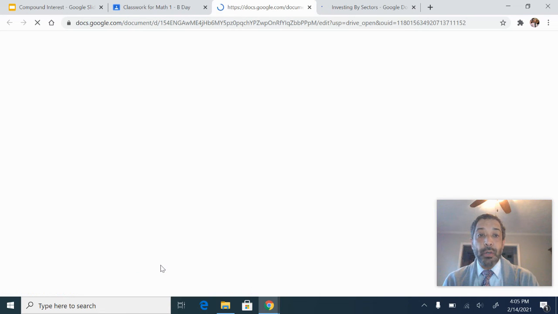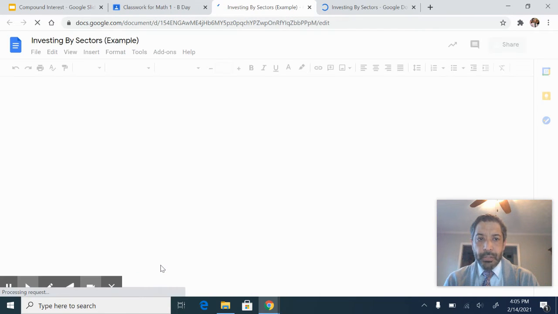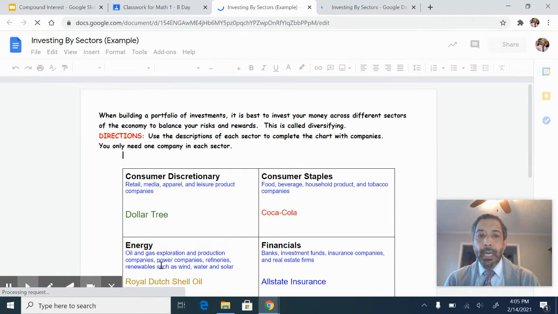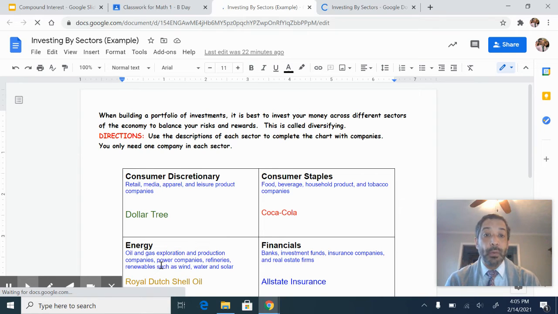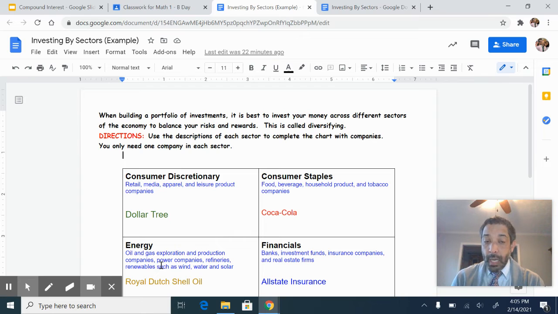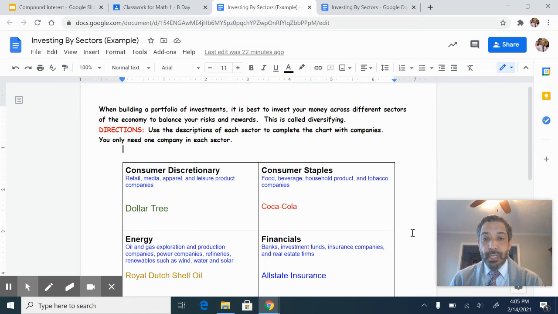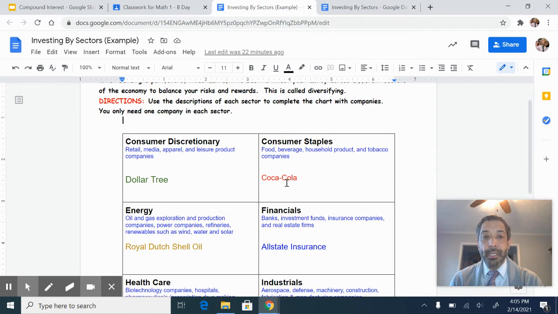Basically, what you're going to do is go through and build a portfolio of investments. Like I say up here in the instructions, it's best to invest your money across different sectors to balance your risks and rewards. Of course, you saw that in the video. We call this diversifying. You want to diversify your investments. So what you need to do is use the description of each sector to complete the chart with companies.